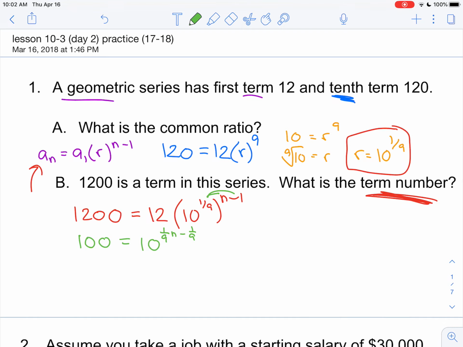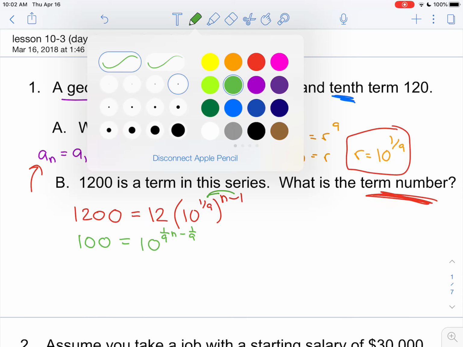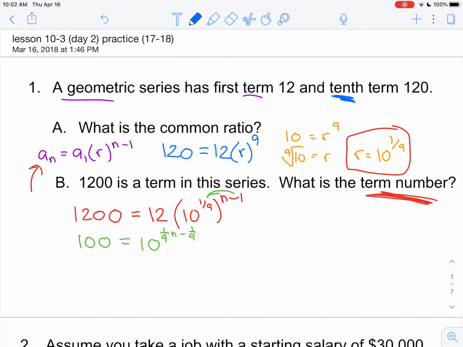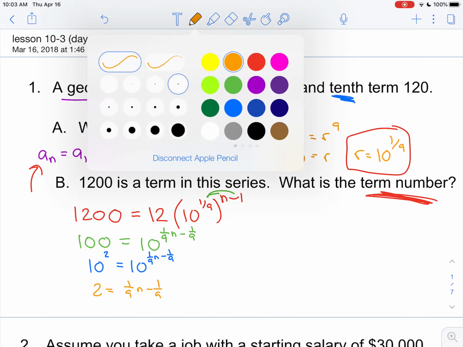But now here's a beautiful chapter 3 review for you. You had 2 different ways to solve exponential equations back in lesson 3-4 because the right side is a base of 10 and the left side is 100, which is also base 10, 10 to the second power. So that's one way. If you didn't remember that, you could use logs. Logs are cool too. So now 2 equals 1/9 n minus 1/9.